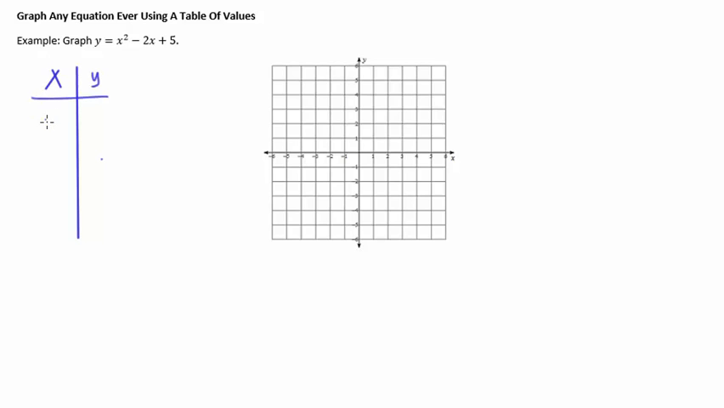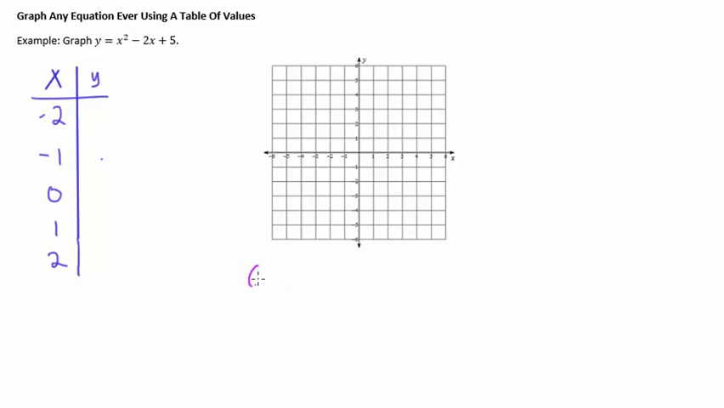So I'm going to start by picking -2, -1, 0, 1, and 2. And basically, if you don't know what to pick, just start picking numbers and plugging them in. And then you'll be able to see, based on whether or not they fit on your graph, whether or not you're going to have to pick more points or not.